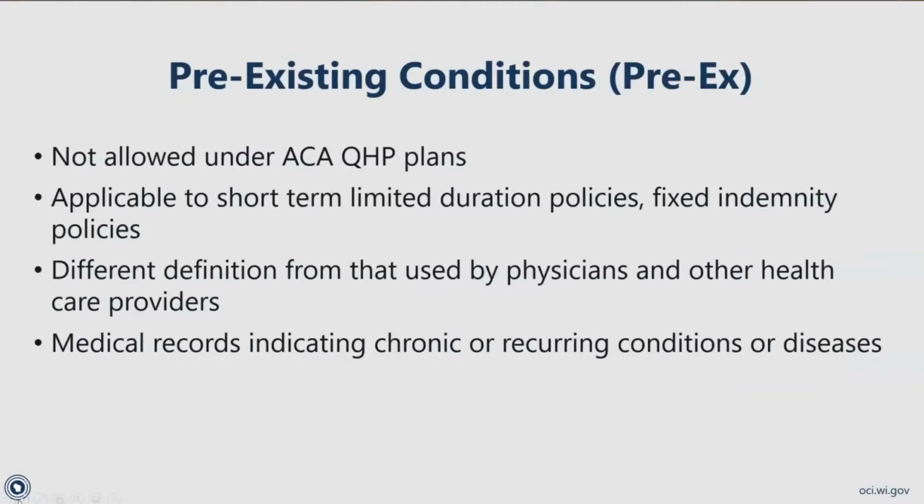And for policies other than group health or comprehensive individual health policies subject to the ACA, if a policy has been in effect for at least 2 years, any claim for loss or disability that occurs after that 2-year period may not be reduced or denied on the grounds that it was a disease or physical condition that existed prior to the effective date of coverage. The only exception to that, again, is when the condition is specifically excluded. The one other important note on pre-existing conditions is that the definition used is different from what a physician or other healthcare provider may define pre-existing condition as, and medical records indicating chronic or recurring conditions or diseases also comes into play.